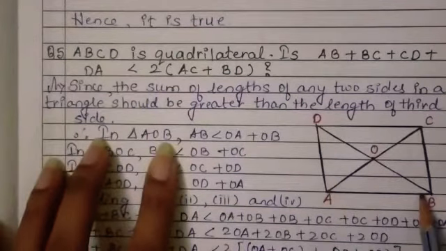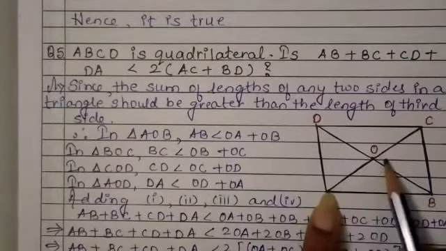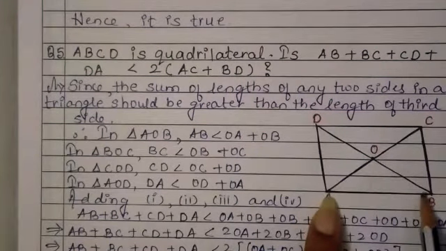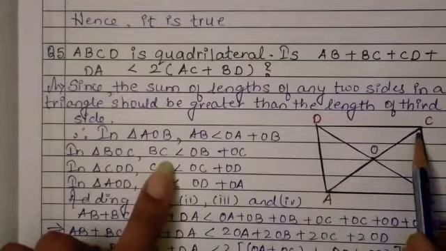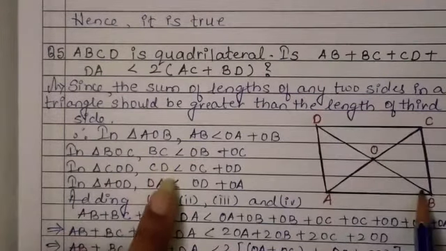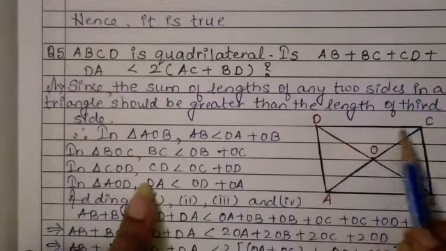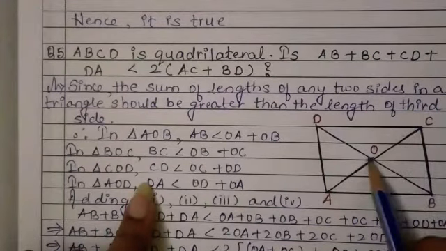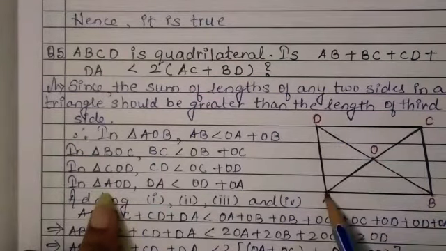So in triangle AOB, AB is less than OA plus OB. Similarly in triangle BOC, BC is less than OC plus OB. In triangle COD, DC is less than OC plus OD, and in triangle AOD, AD is less than OD plus OA. Fine.